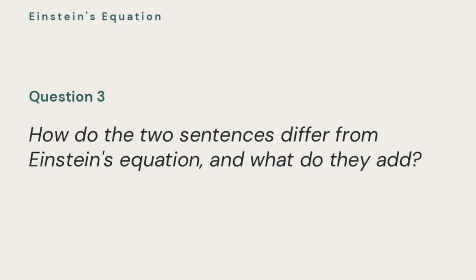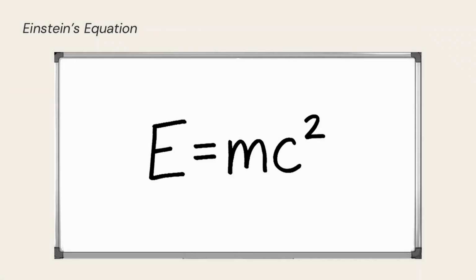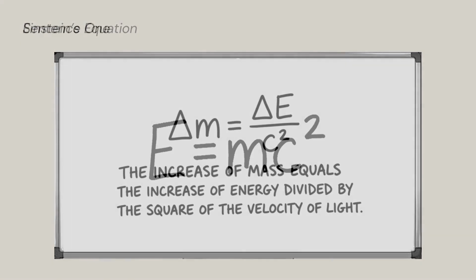Question 3. How do the two sentences differ from Einstein's equation, and what do they add? Einstein's equation is a static identity. Mass and energy are the same thing in different units, everywhere, always. Written symbolically, E equals mc squared. The first sentence of paper 42, section 4, paragraph 11, describes something different.